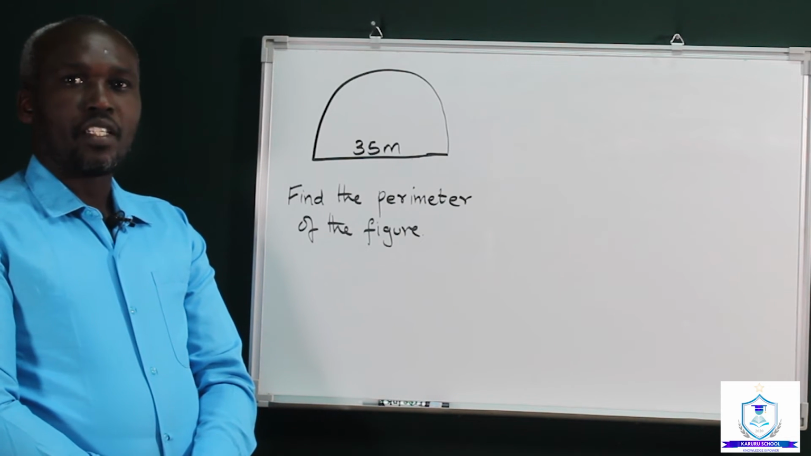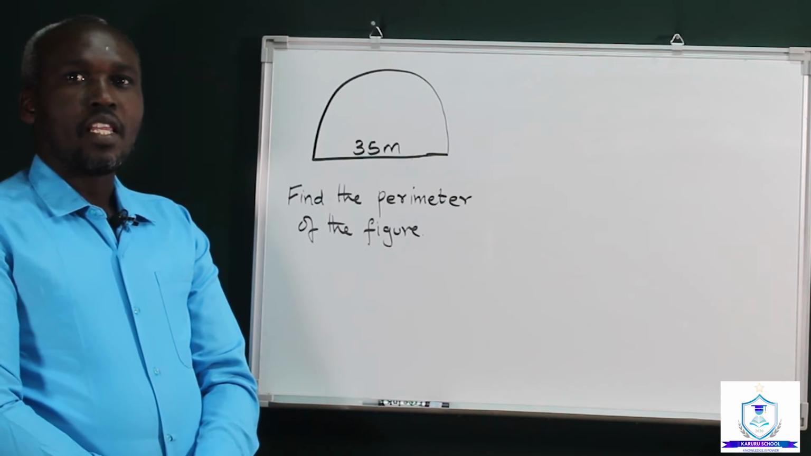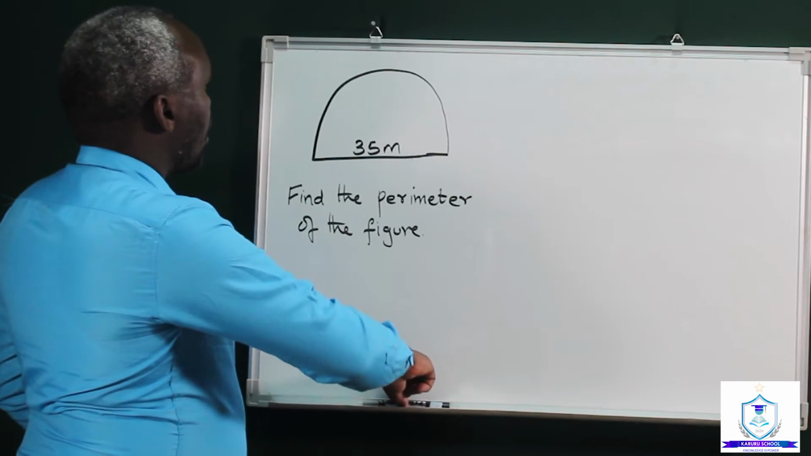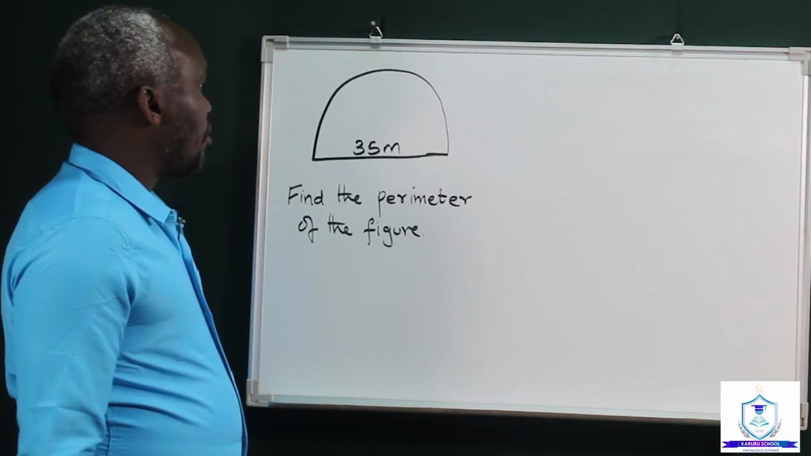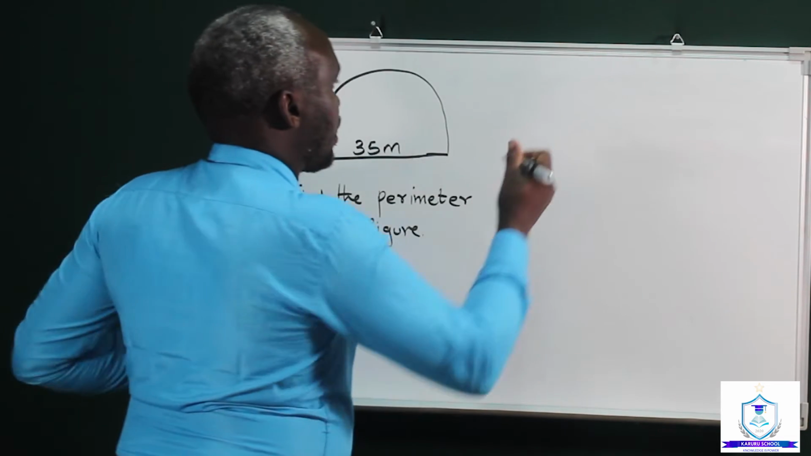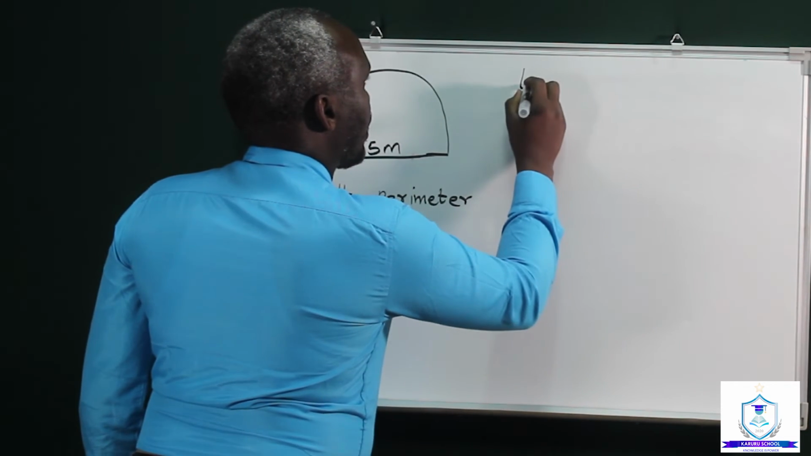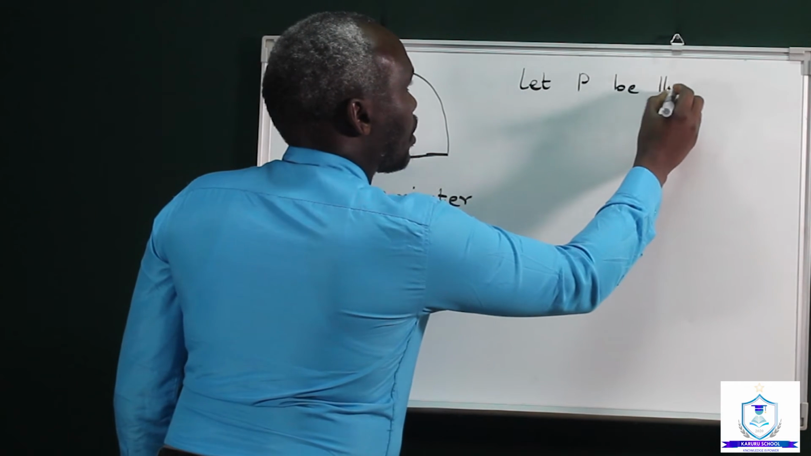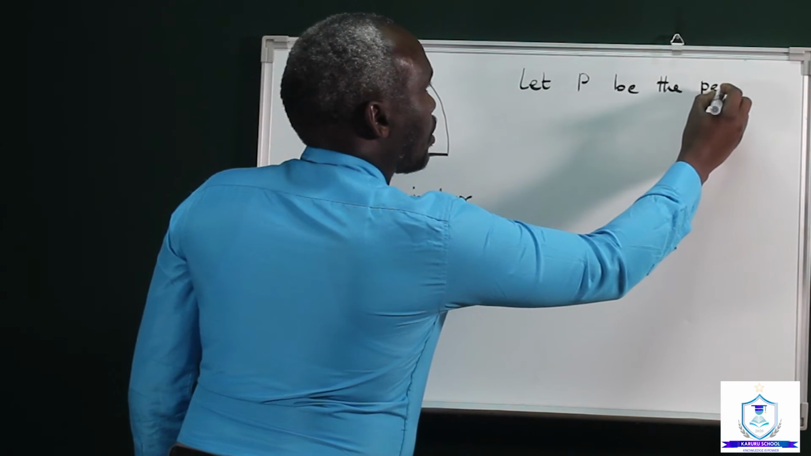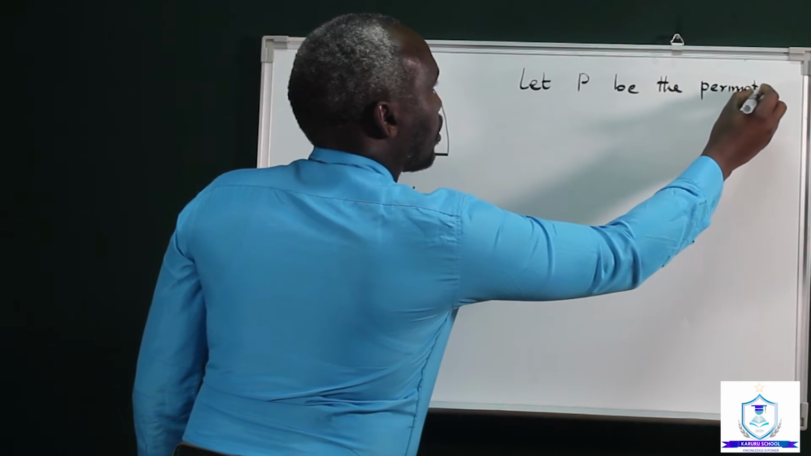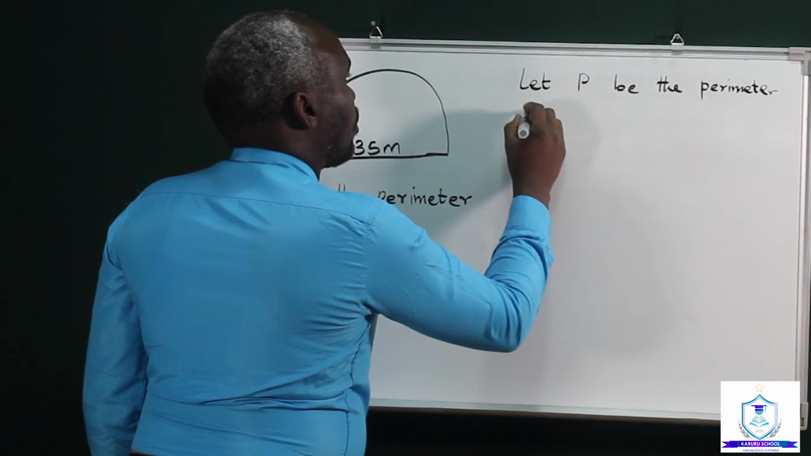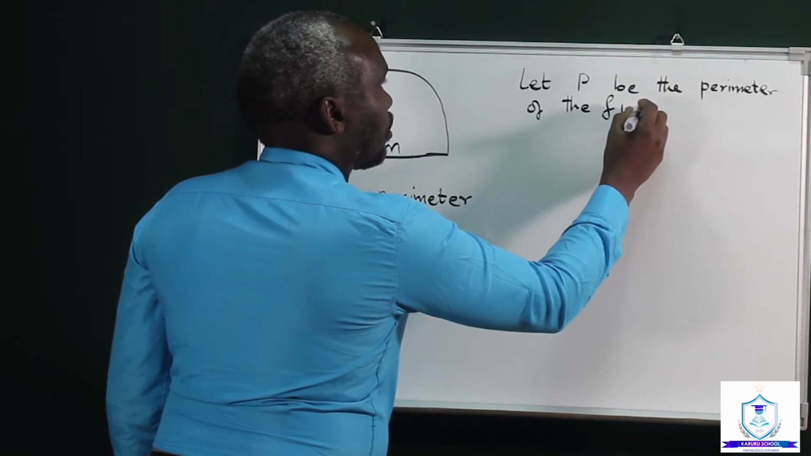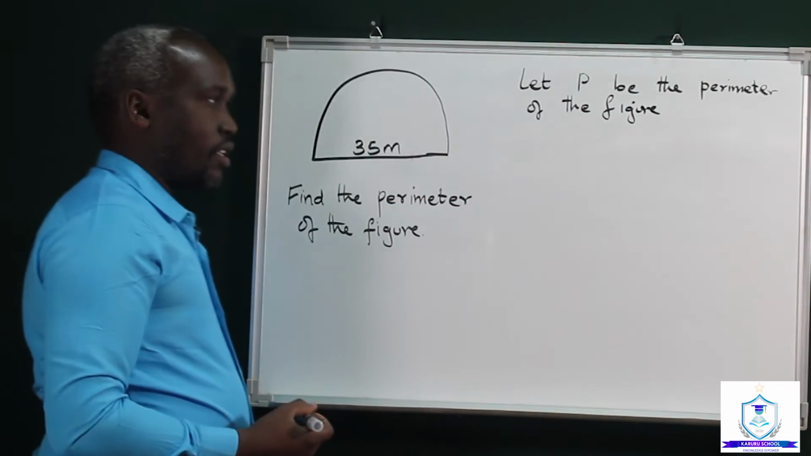In today's presentation, we are going to calculate the perimeter of the figure given. So to calculate the perimeter of this figure, let's start by letting P be the perimeter of the figure which we are going to calculate.